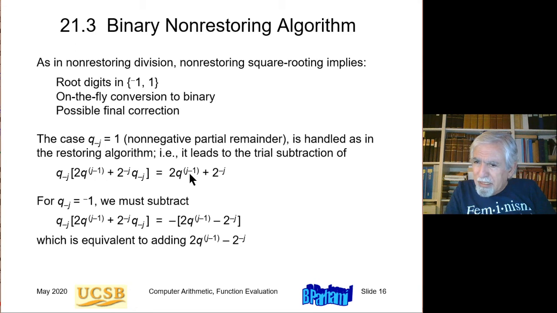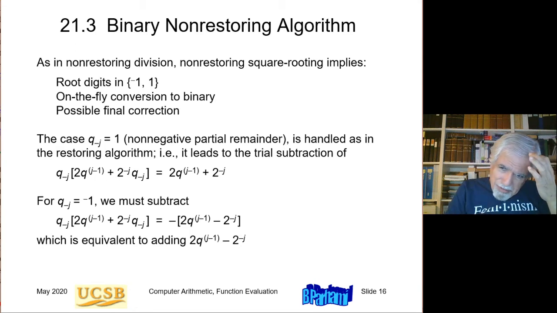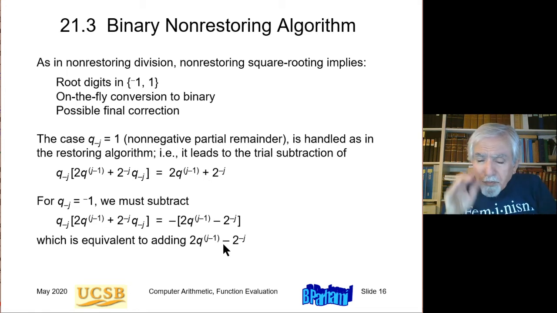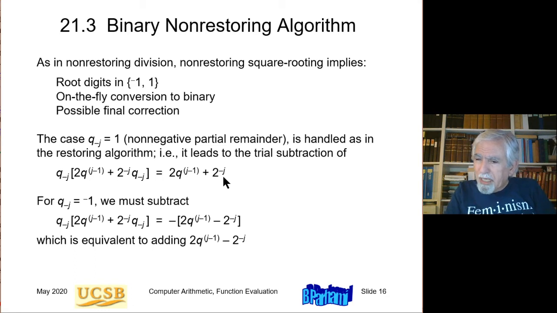So we subtract this if the partial remainder is positive. We add this if the partial remainder goes negative. So the thing that is subtracted and the thing that is added are different, unlike in division, where the same thing would be subtracted or added depending on the sign of the partial remainder. Okay? Not only are these two different, this number is not easy to form.